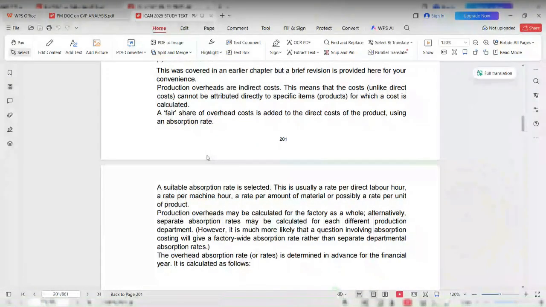Production overhead will be calculated for the factory as a whole. Alternatively, separate absorption rates may be calculated for each different production department. However, it is much more likely that a question involving absorption costs will give a factory-wide absorption rate rather than separate department absorption rates. The overhead absorption rate is determined in advance for the financial year.